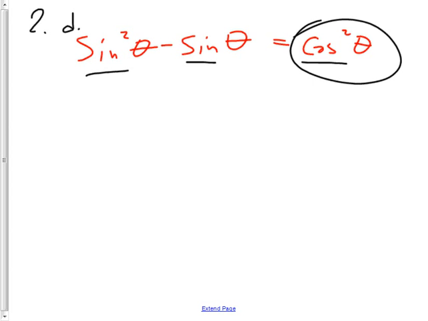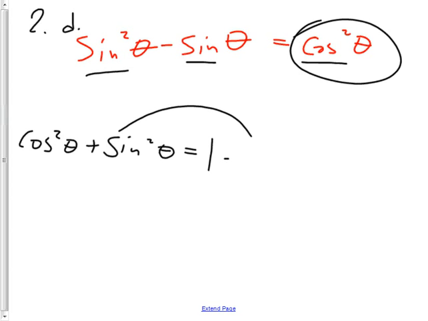Okay, so how do I get this fixed? Well, I got to go back to the fact I know about this: cosine squared plus sine squared equals 1. And I've got to use that somehow and get cosine squared alone so that I can see what it is equal to. So I put this over to the other side, 1 minus sine squared theta, and I get that off of there. So now I know that cosine squared theta is 1 minus sine squared theta. So I can go over here and put in 1 minus sine squared theta.